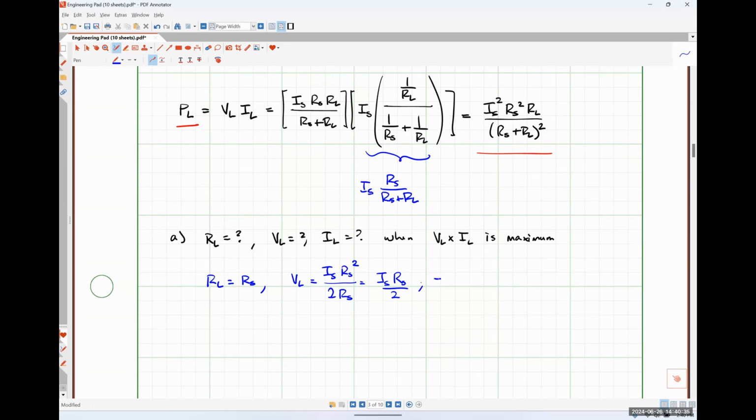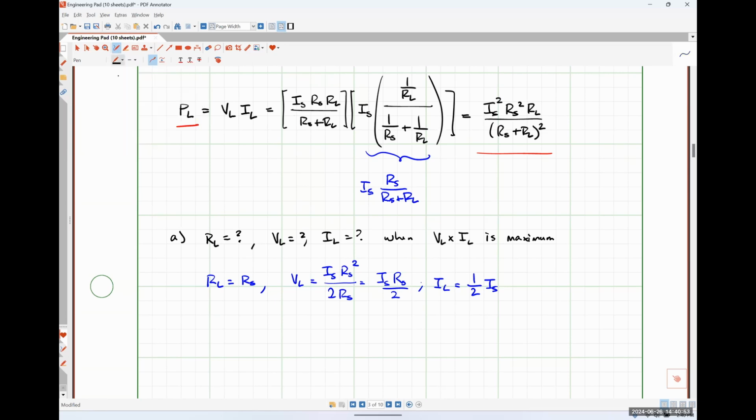And IL, so just using current division where both of our resistors are the same, is just going to be half IS. So the current's going to divide evenly between those two identical resistors.